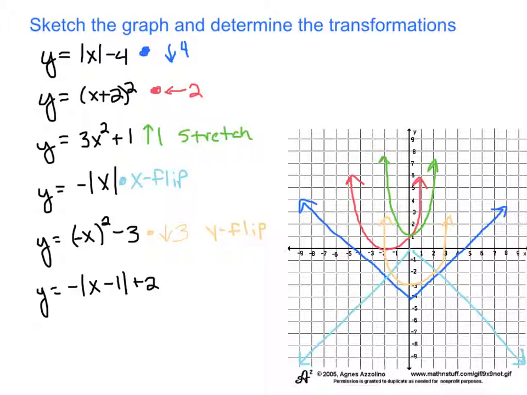Okay, so for the last and final one, I'm going to change my color to purple. So we got 1, 2, 3 different shifts. We have a subtraction of 1 on the inside. That means we're going to go to the right 1. An addition of 2 on the outside, so it's going to be up 2. And then negative on the outside, which is the x flip. Well, x flip comes first always. So originally it looked like a V because it's absolute value. So we're going to flip it, move it to the right one, and up 2.